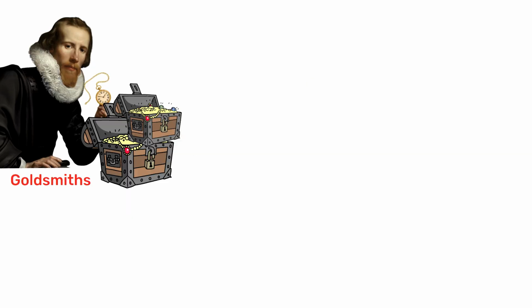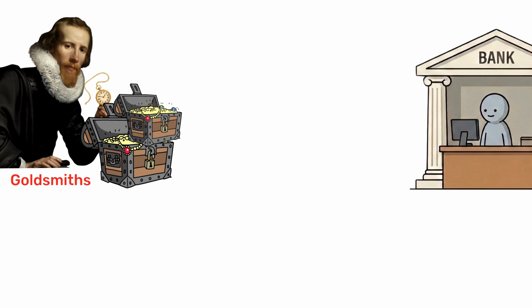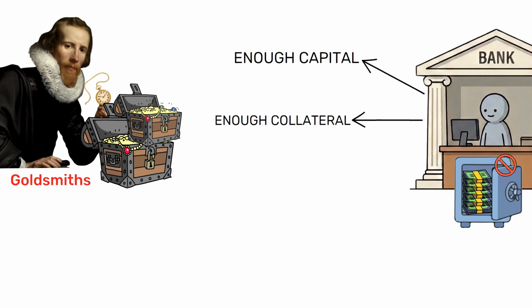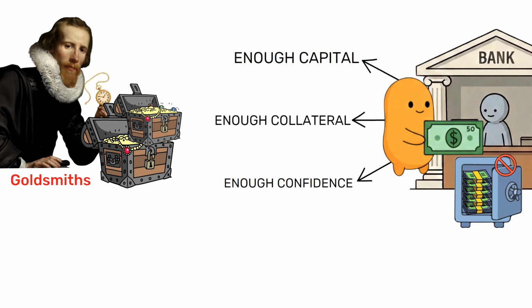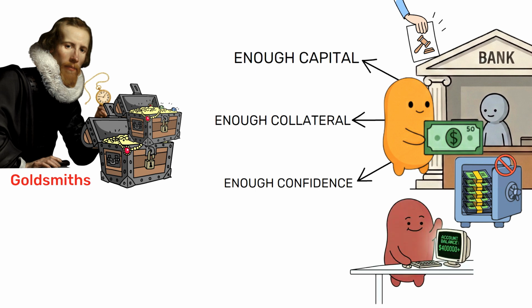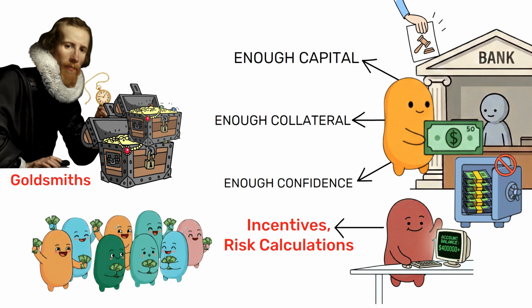Here's the catch. Unlike goldsmiths, banks can't create unlimited money on a whim. They need enough capital, enough collateral, and enough confidence in the borrower to avoid getting stuck with losses. Regulations may guide them, but ultimately the decision to create new dollars flows from incentives, risk calculations, and how optimistic they feel about getting paid back.